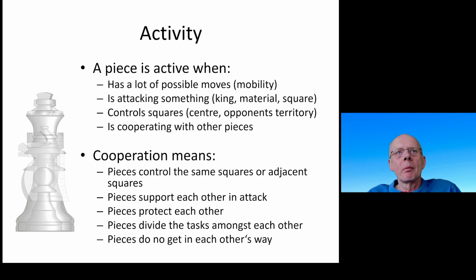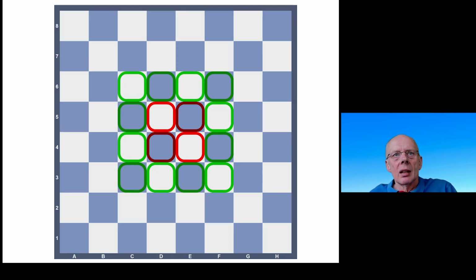of the video. So activity is, of course, when a piece has a lot of possible moves, and if it's operating in the center, it's attacking something, and also very important is that it's cooperating with other pieces. And then when we talk about the center, in the step method, the center is squares d4, d5, e4, e5, and then the adjacent squares, so from c3 to f6, are called the central squares in the step method.